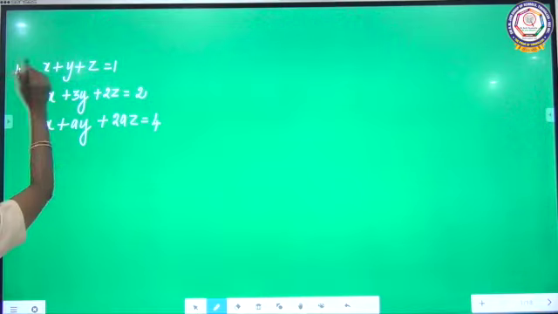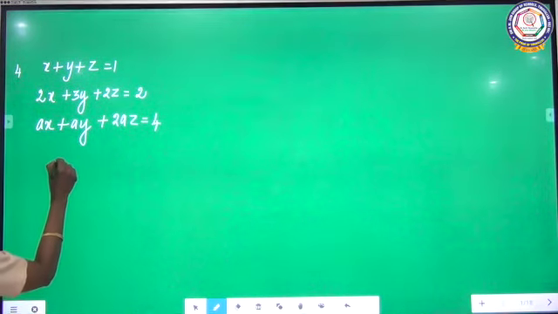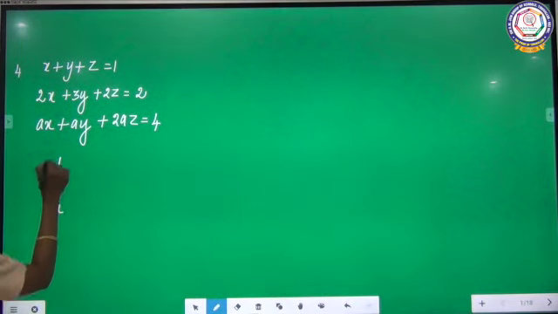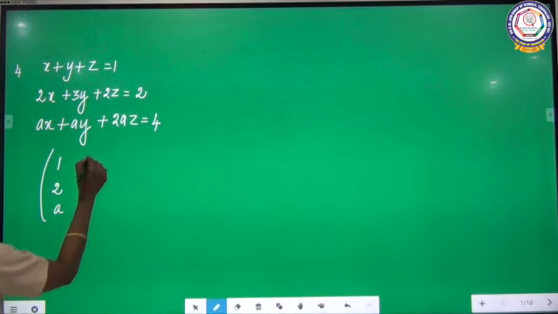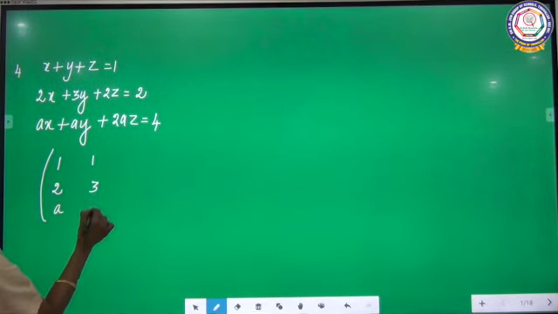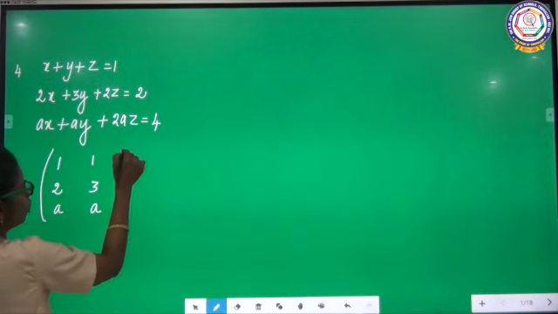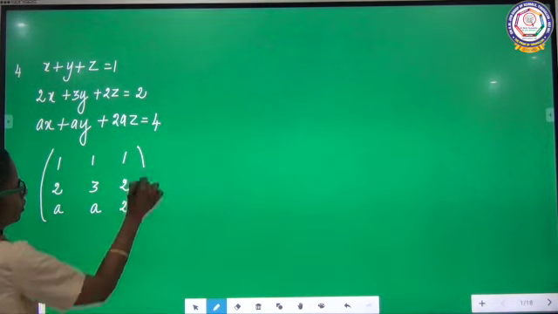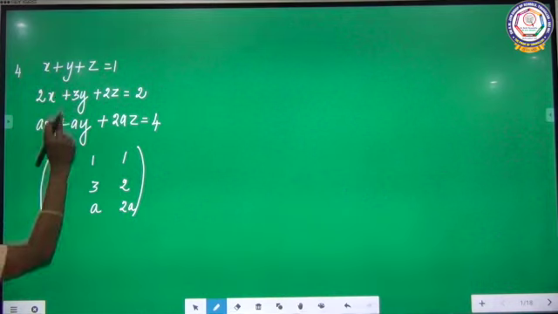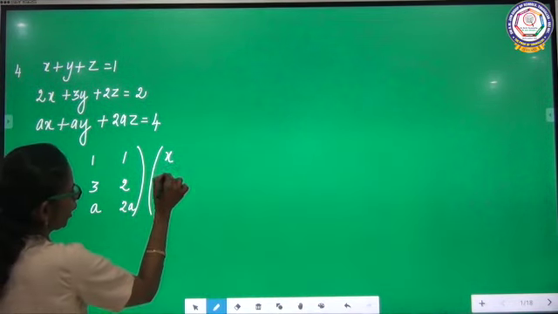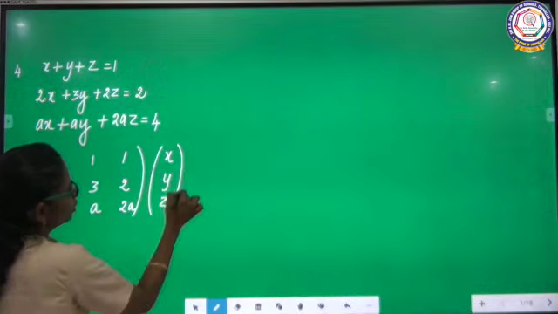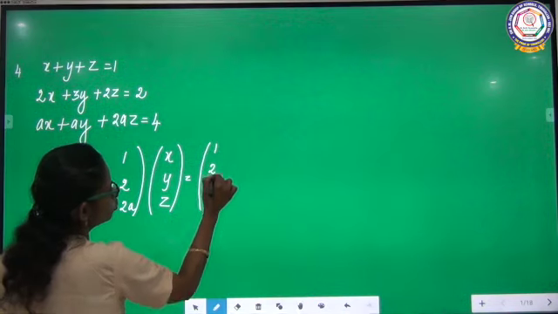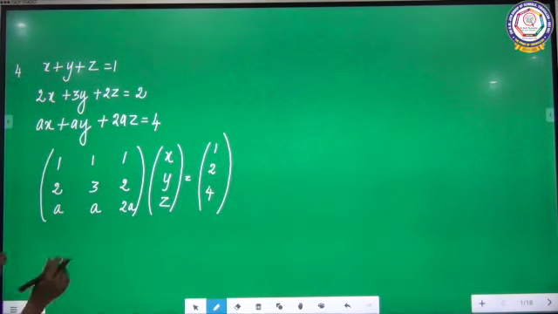Now we have to see the coefficient of x: in the first equation 1, second 2, third A. Next, coefficient of y: 1, 3, A. Next, coefficient of z: 1, 2, 2A. The variables they used are x, y, z, which should be in a column, equal to the constants: 1, 2, 4. The same representation.